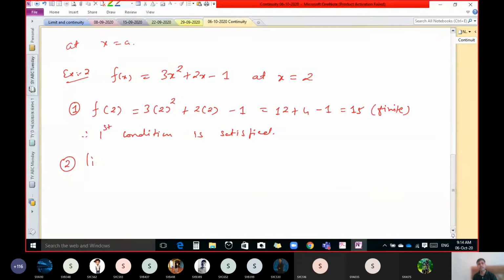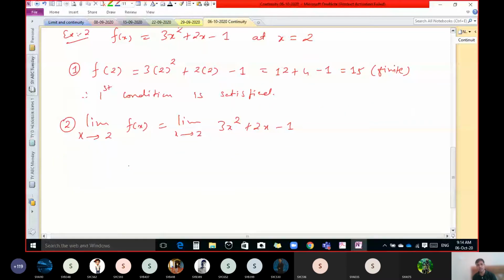Second condition, limit x tends to 2 of f of x. Whatever the value of x, more than 2 or less than 2, this is our function, 3x square plus 2x minus 1. Now this is a question of limit. How to find the answer? Just put x equal to 2. If we get 0 by 0, then we have to factorize or do further simplification. Otherwise, whatever we have, that is our answer.